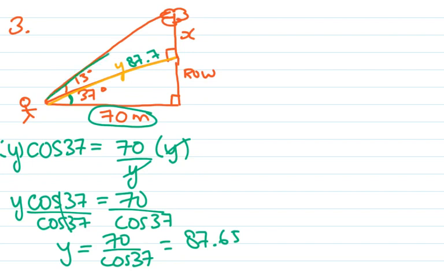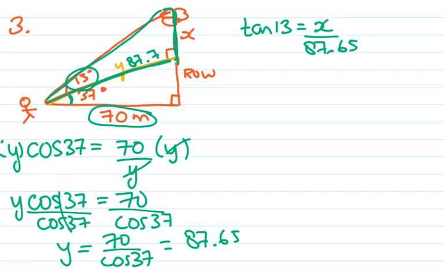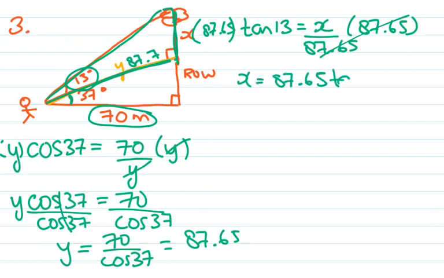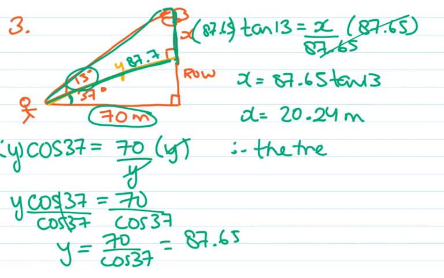Now, using this triangle here, I can find x, and I'm using the 13 degrees. Y is adjacent, and x is opposite, so I'll need to use tan. Tan 13 equals opposite over adjacent, so x over 87.65. Multiply both sides by 87.65. And x equals 87.65 times tan 13. Punch that into your calculator, and you will get 20.24 meters. Therefore, the tree is 20.24 meters tall. All right, so I hope that helps for your homework. Let me know if you have any questions.